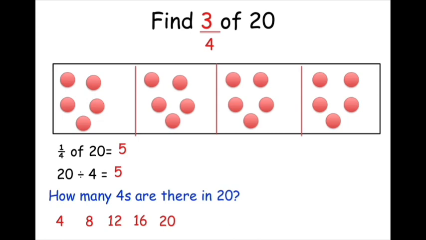So 1/4 is 5. We need to look at 3/4 of 20 now. So we need to do 5, which was 1/4, times 3, because we're looking at 3/4. We can count up in 3s or 5s here to find the answer, and the answer is 15. Or we can count 3 of our quarters in our dots. We count 3 of those parts, and that's 15.